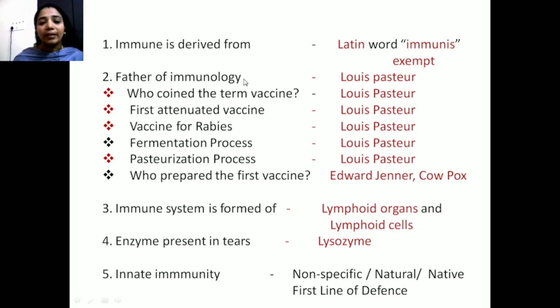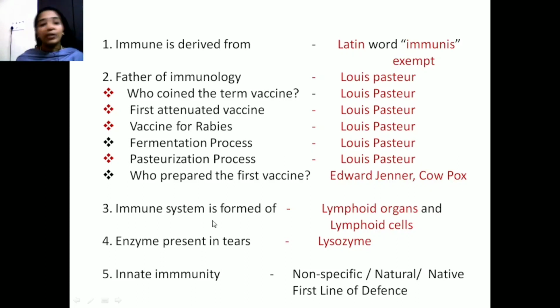Then, who prepared the first vaccine? The first vaccine was prepared by Edward Jenner. Who coined the term vaccine? Louis Pasteur. Who prepared the first vaccine? Edward Jenner, from cowpox for smallpox.